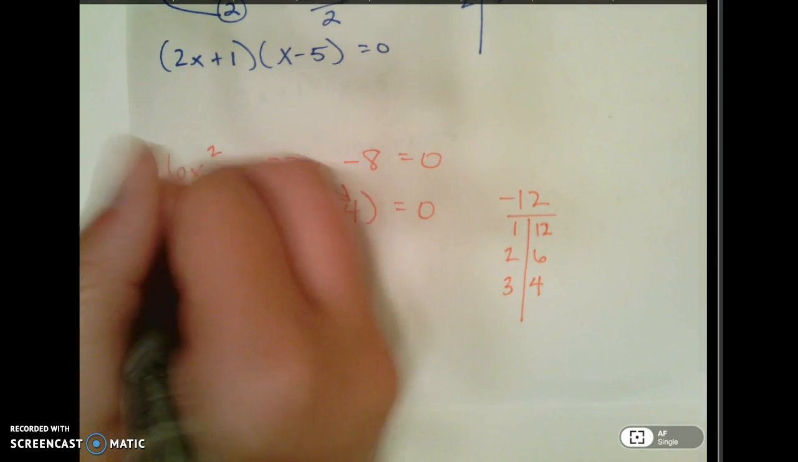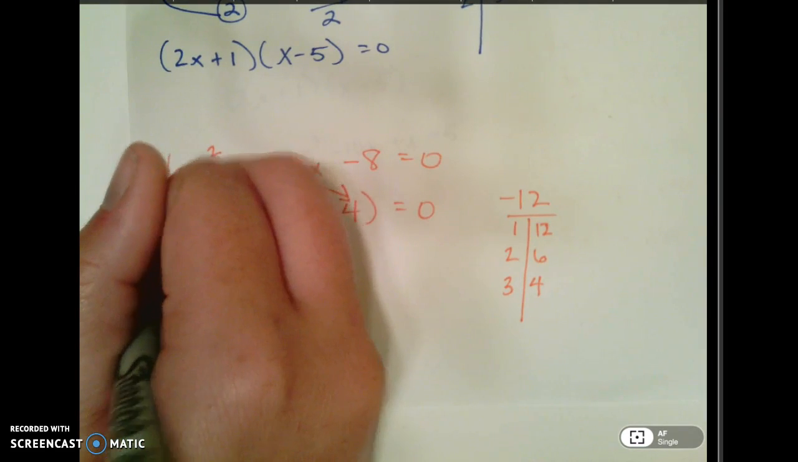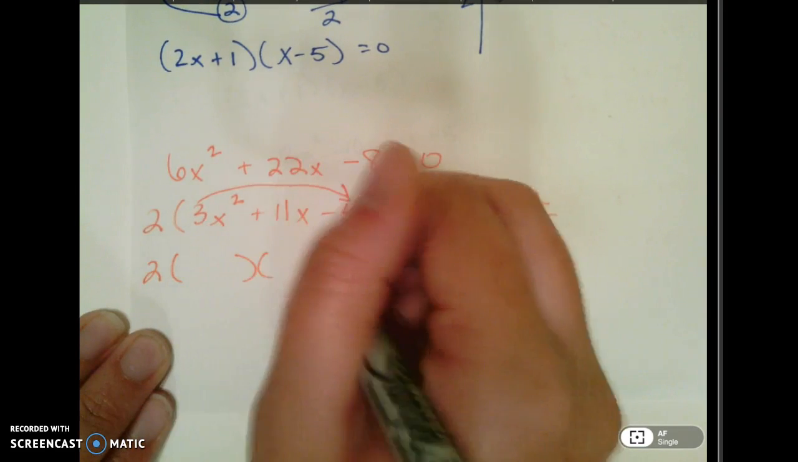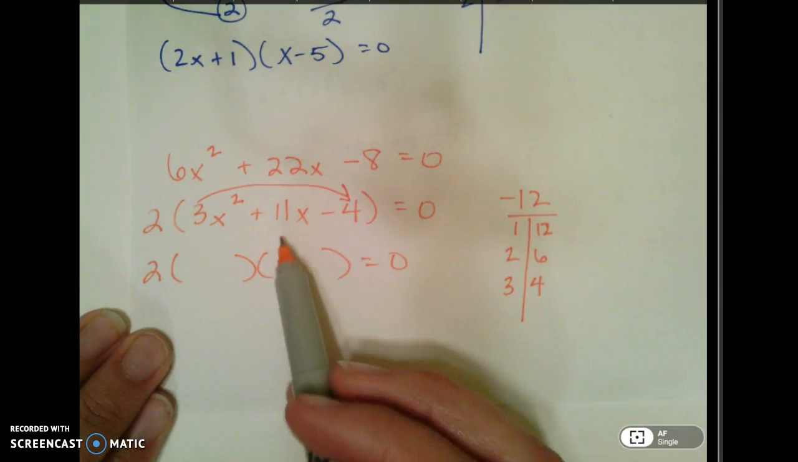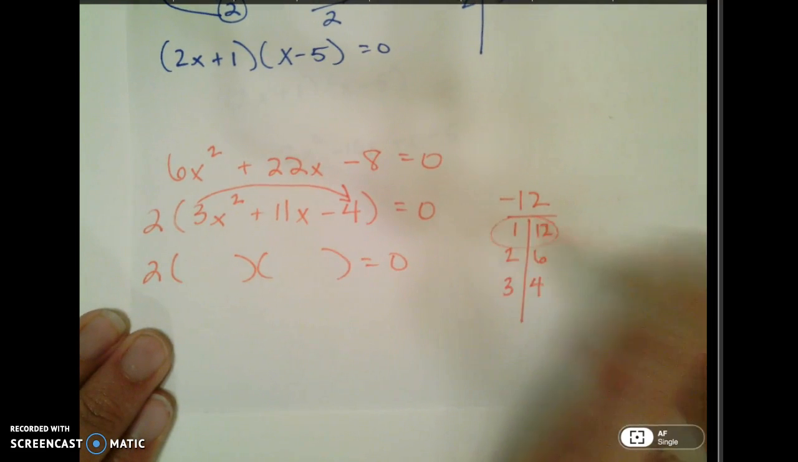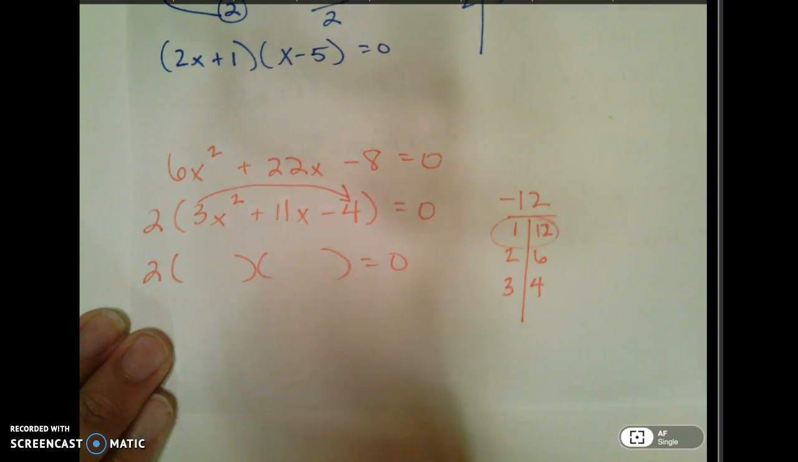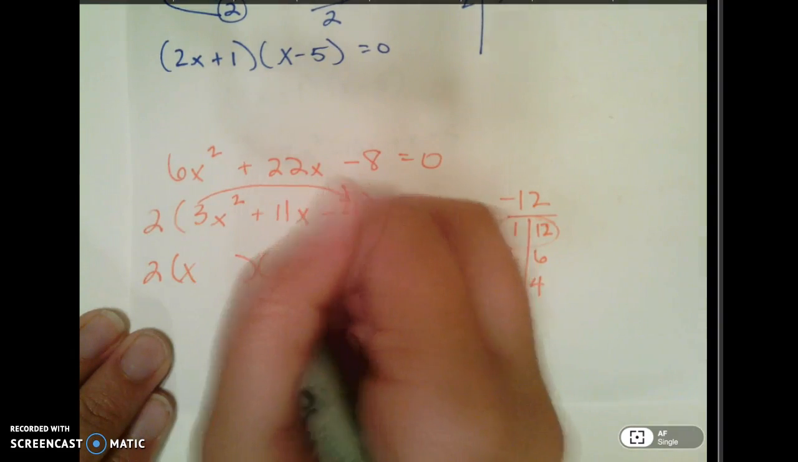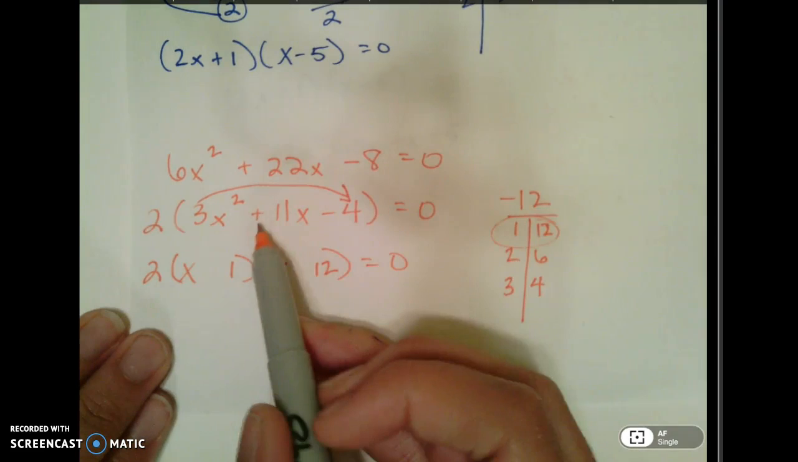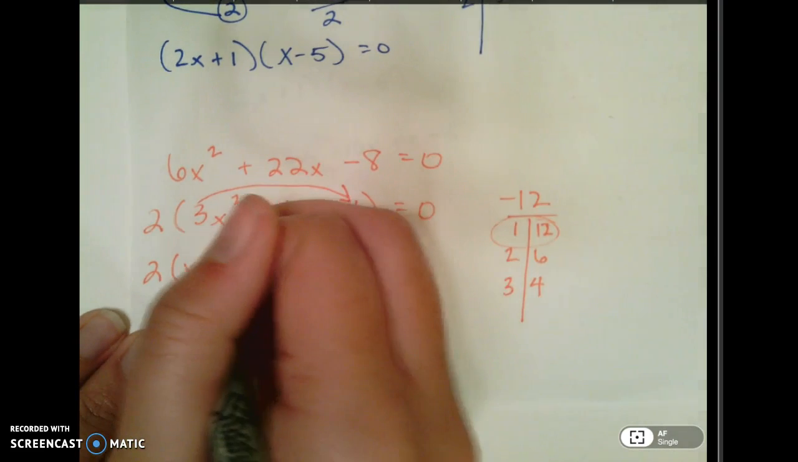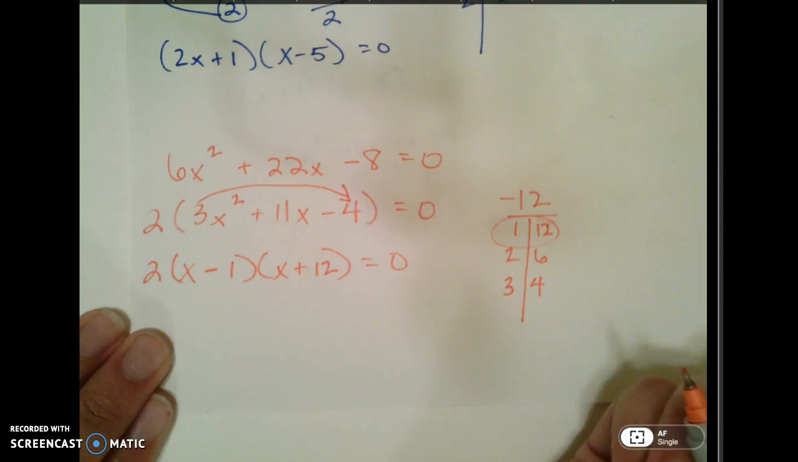Of these, remember there's still a 2 out front. Of these, the only two that I can pair together to get 11 would be 1 and 12. So same process as usual, x times x, and then I picked 1 and 12. And in order to get a positive 11, I need a minus 1 and a positive 12.